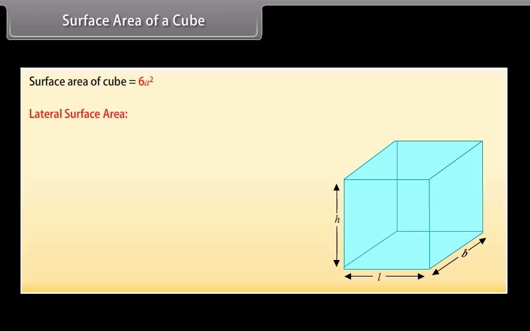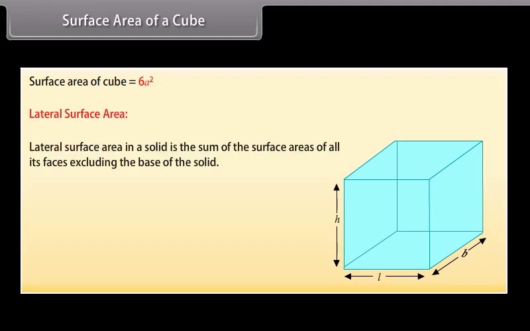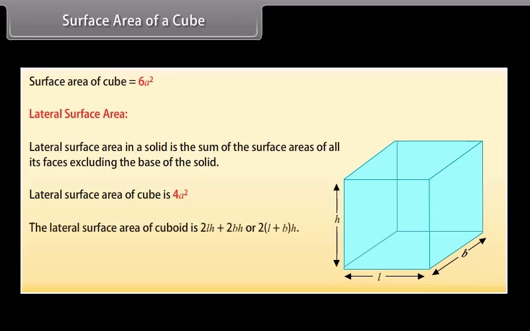Lateral surface area. Lateral surface area of a solid is the sum of the surface areas of all its faces excluding the base of the solid. Lateral surface area of a cube is 4A square, and the lateral surface area of a cuboid is 2LH plus 2BH, or 2(L + B) into H.